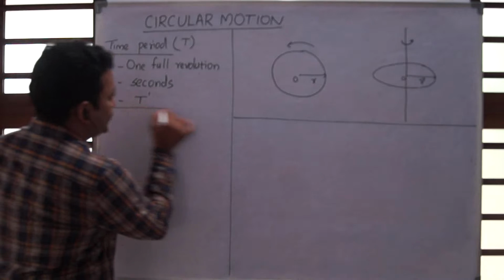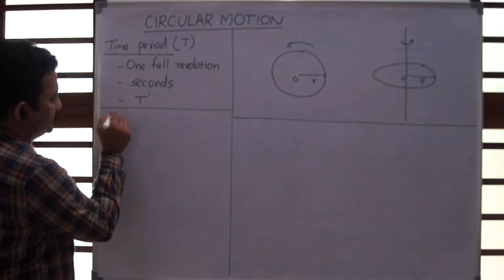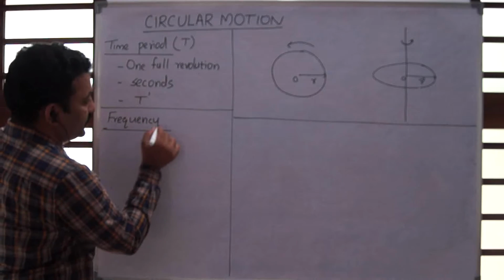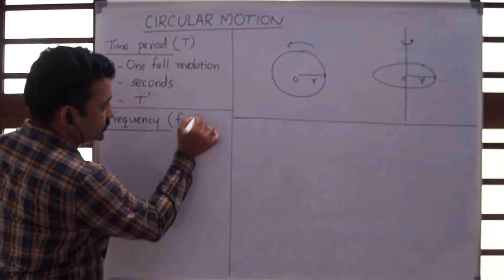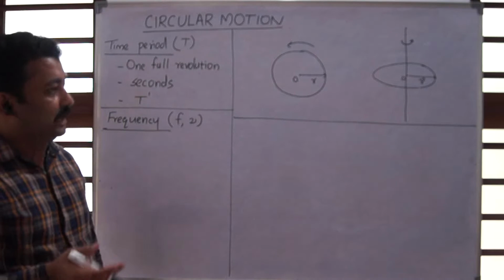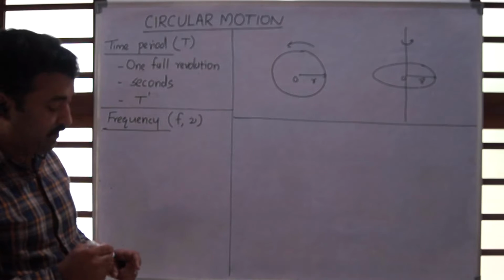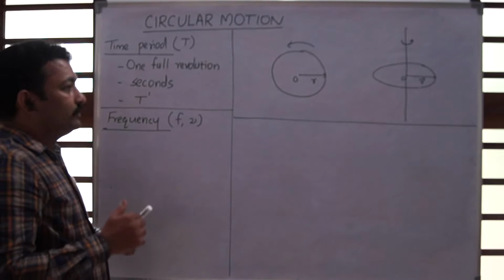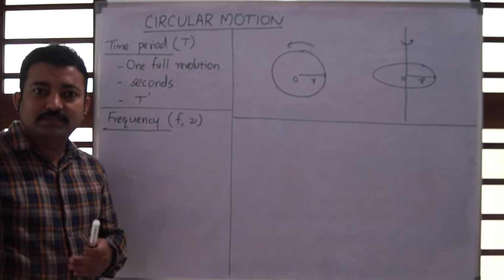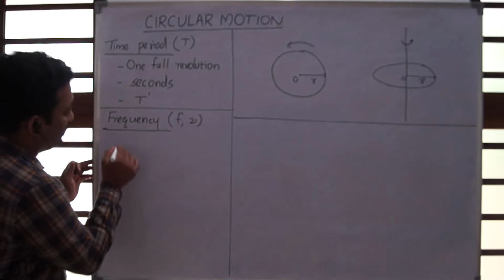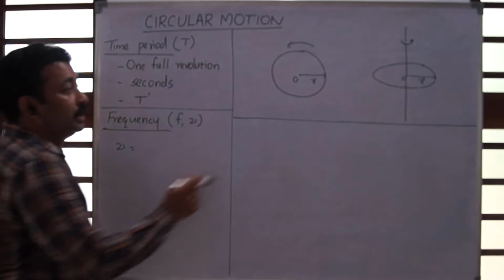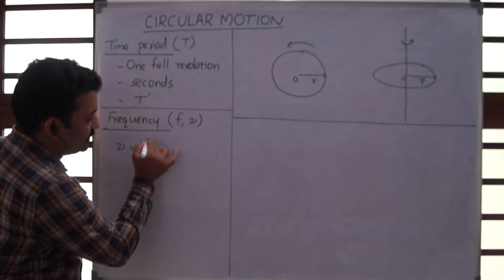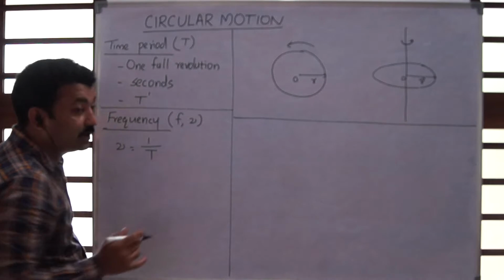Now, the next concept for us is the frequency of revolution, represented either by f or the symbol nu. As the name indicates, frequency is something which is repeating after some time. So if it takes T time to make one full revolution, this is the time taken for one revolution.